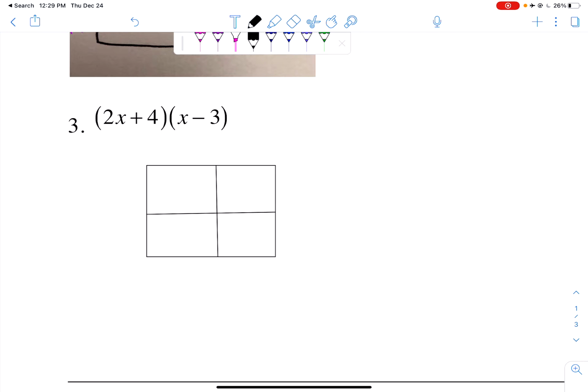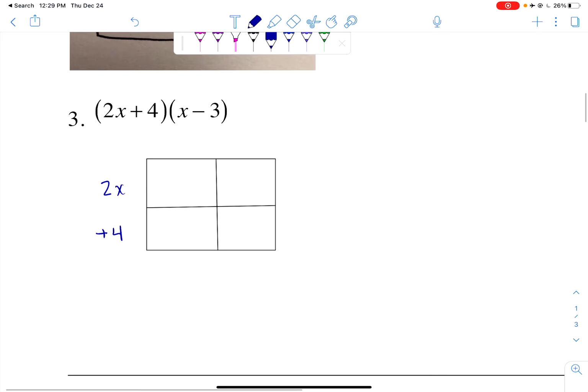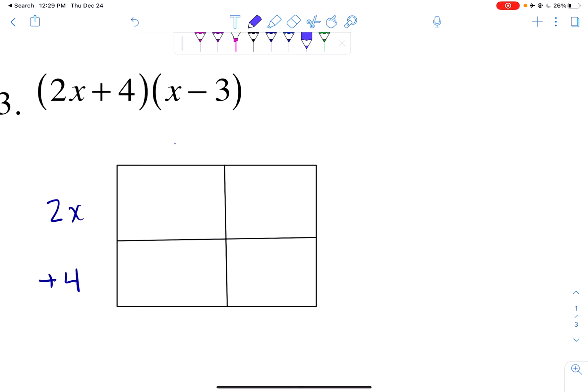I typically put my first binomial on top. It doesn't really matter. If you want, let's change it up. Let's put our first binomial on the left. So I'm going to put my 2x plus 4 right here. And notice that I'm writing the sign of the number with it. And I'll do my x minus 3 on top.